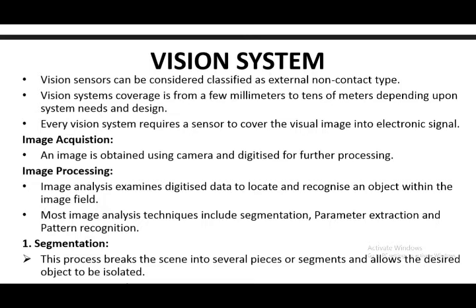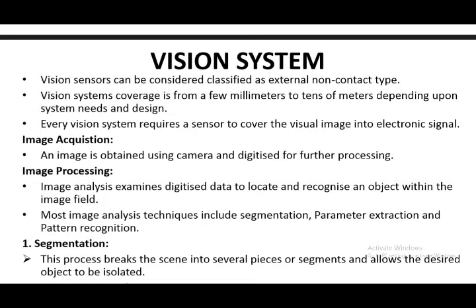Vision system, non-contact sensors. Vision sensors can be classified as external non-contact type. Vision sensors coverage is from a few millimeters to tens of meters depending upon the system needs and design. Every vision system requires a sensor to convert the visual image into an electronic signal. Image acquisition: an image is obtained by using the camera and digitized for further processing.